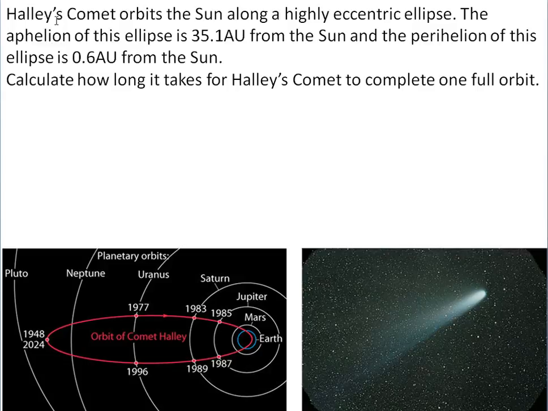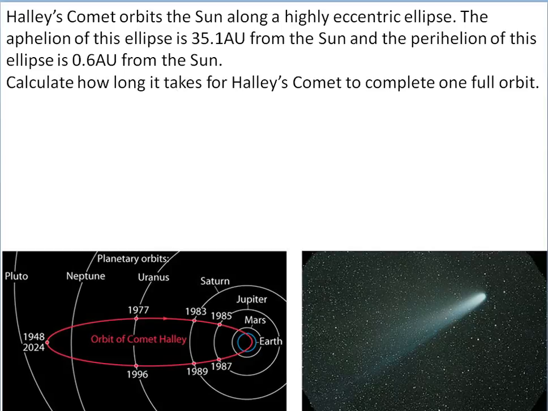So here we go. Halley's Comet orbits the Sun along a highly eccentric ellipse. So it's really flattened like that. The aphelion of this ellipse is 35.1 AU from the Sun, and the perihelion of this ellipse is 0.6 AU from the Sun. It gets very close to the Sun. Calculate how long it takes for Halley's Comet to complete one full orbit.